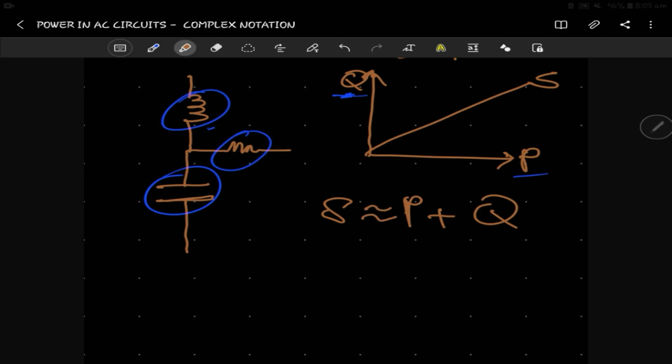So at times it becomes a bit complex in a circuit when we try to write them directly. We can find the apparent power directly when we have the RMS values. So we can write it this way: I RMS times V RMS, and this will give us the apparent power.